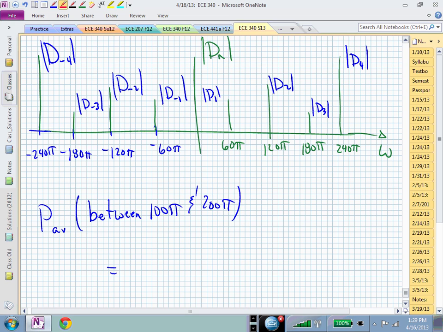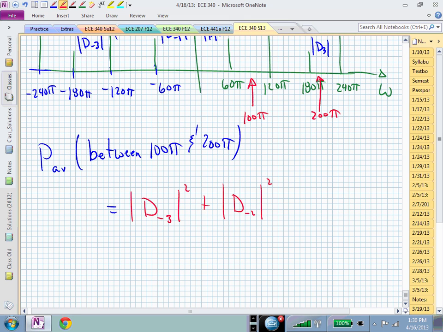Okay, we need to figure out which harmonics are in that interval between 100 pi and 200 pi. Luckily, our frequency axis has been labeled. Here is, let's say, 100 pi, and here is 200 pi. We only have two lines or components in that interval, and we can now take those. We need to make sure that we include the negatives as well as the positives, but we only have the two unique lines.